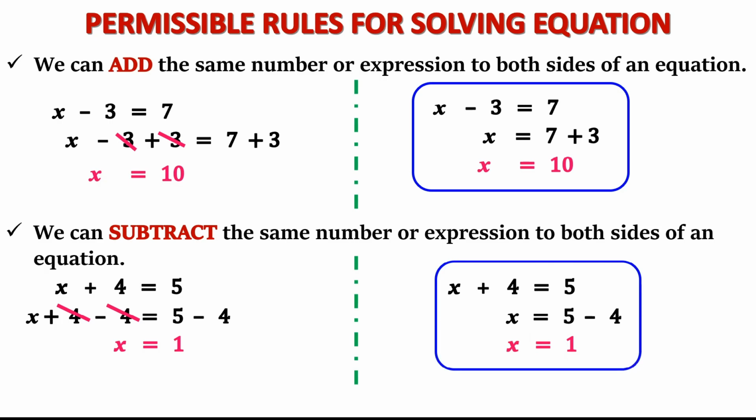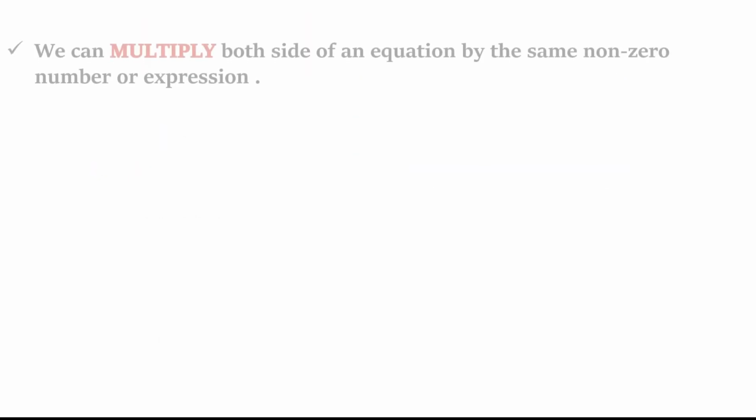So once again I will recommend this method to be followed while doing sums in the copies or during the exams. Now the third rule says, we can multiply both sides of an equation by the same non-zero number or expression. Yes, because if I multiply by a 0, the expression will itself become a 0. That's why they have said multiplying both sides by the same non-zero number.